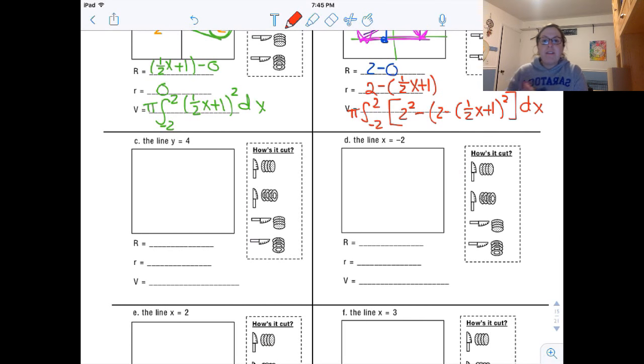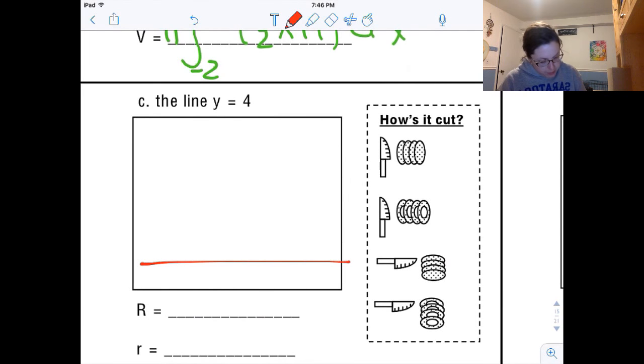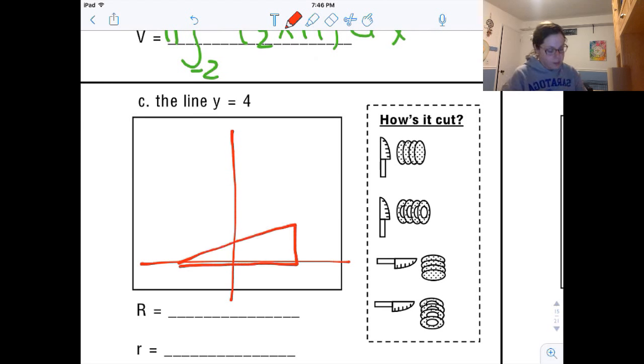All right, next one. We're going to revolve that same region around the line y equals 4. So same region. I'm still looking at this, and I'm going to revolve around y equals 4. So let me draw this in, and then I'm going to answer a question about the last one.